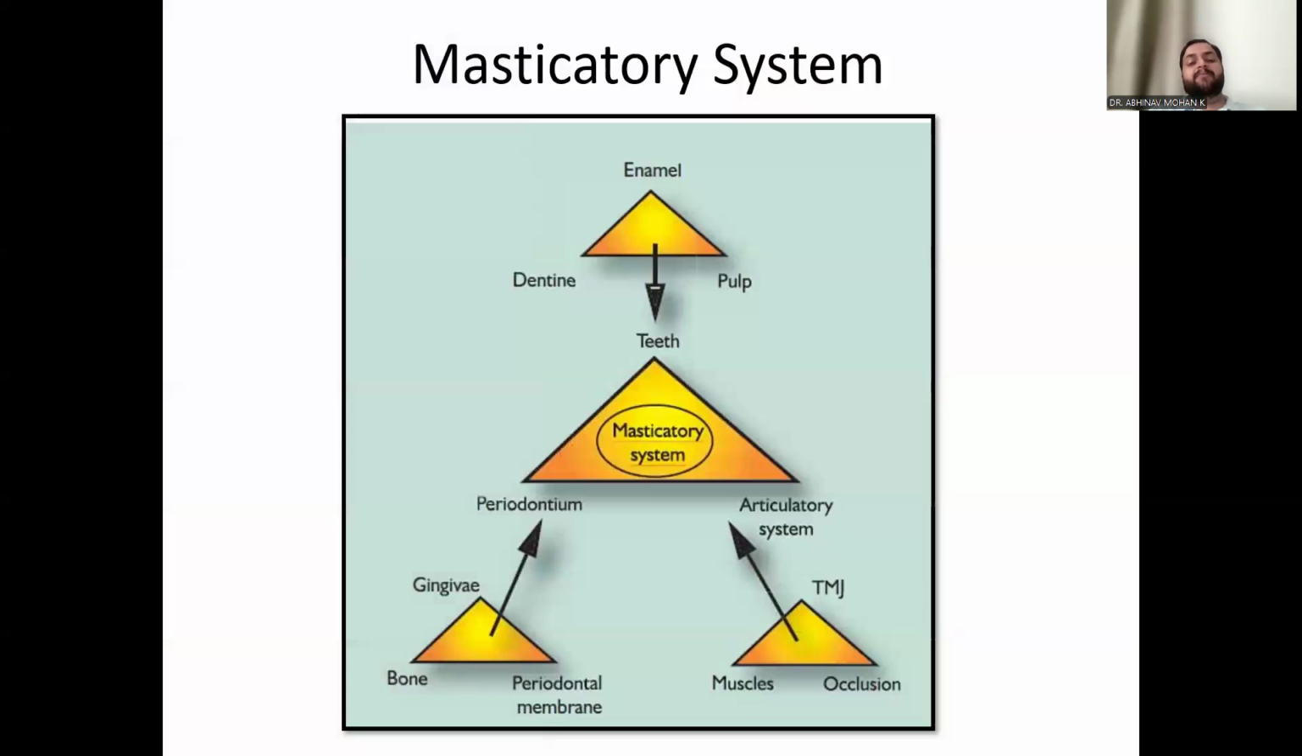So before we start, let us see what the masticatory system is. We all know that the masticatory system can be considered as a triangle with three ends. Starting with the teeth, the basic components are enamel, dentin, and pulp. Then you have your periodontium, which consists of gingiva, bone, and periodontal membrane. And finally, you have your articulatory system, which has the temporomandibular joints, the muscles, and finally the occlusion with the teeth.